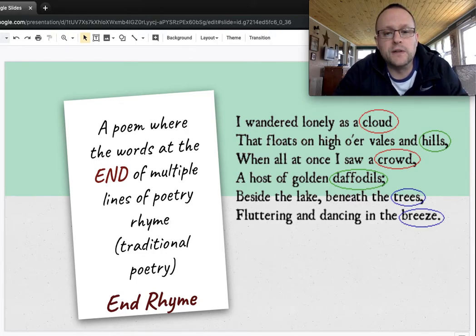Now we're going to take a look at different types of rhyme. And probably one of the more common types of rhyme that exists within poetry is end rhyme. End rhyme is when you have a poem where the words at the end of multiple lines of poetry rhyme. And so, as I said, this is going to be fairly traditional.